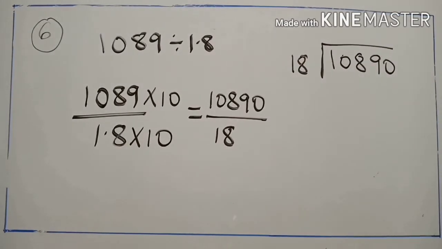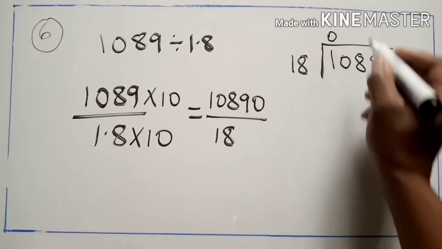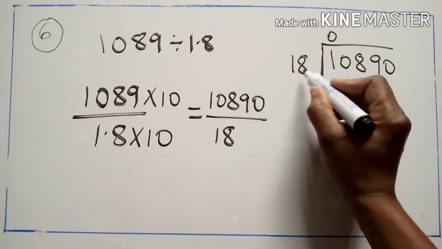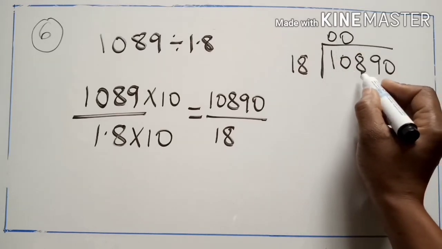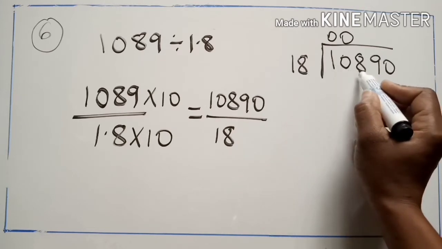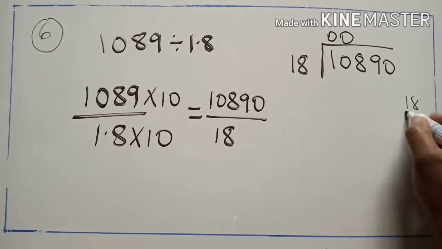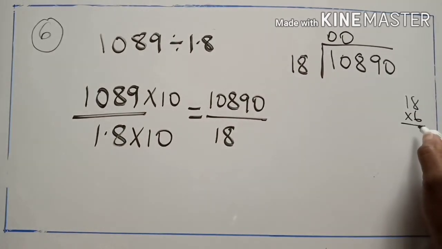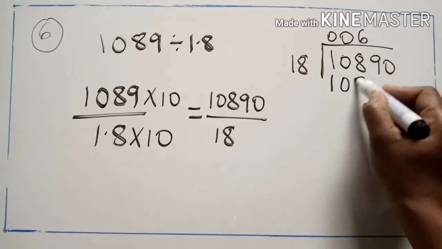And you will say 1 divided by 18 is impossible. Put a 0 on the answers line. 10 divided by 18 is impossible. Put a 0 in the answers line. Then take 108. So how many 18s will give us 108? They're going to be 18 times 6. Let's take an estimate. 18 times 6 is 108.